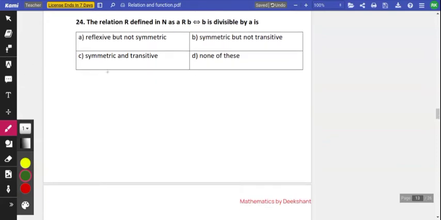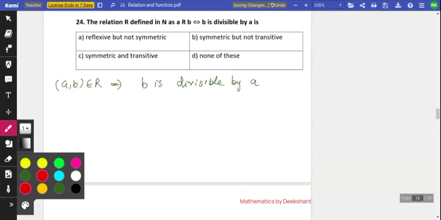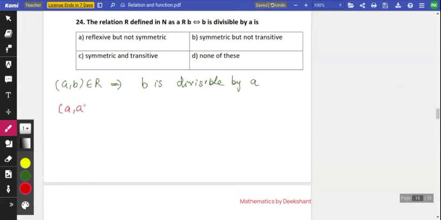For the given relation to be reflexive, symmetric and transitive, in this question, if a comma b belongs to relation R, it shows that b is divisible by a. For the given relation to be reflexive, a comma a should belong to relation R, so a is divisible by a, which is correct because the same number is divisible by the same number. So the given relation is reflexive.